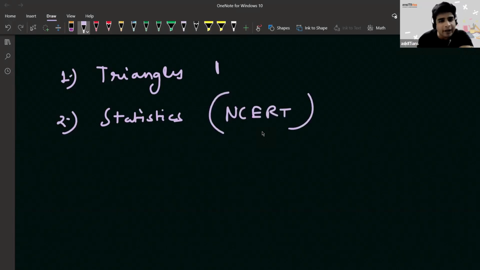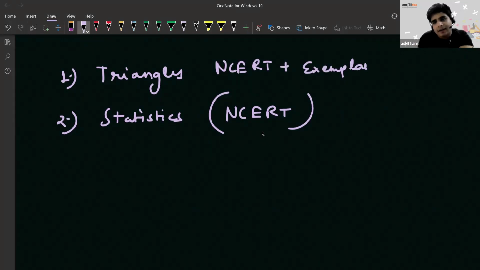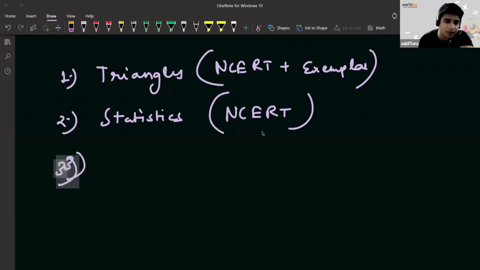Okay. Over here, do the NCERT plus exemplar for triangles. Okay. And the third thing is what? The third thing was... just a second. Let me check. There was one more chapter.